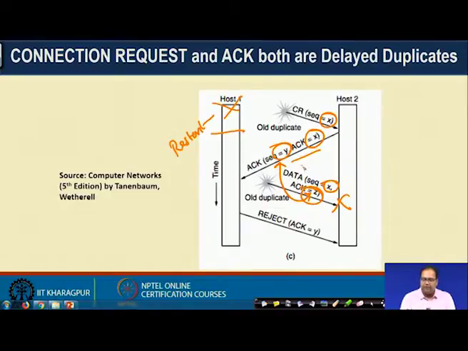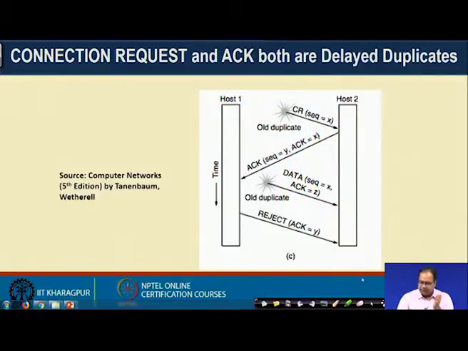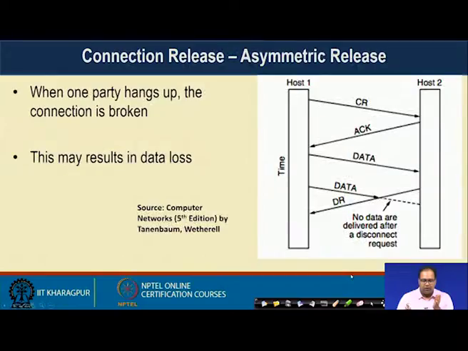finds out that there is a mismatch here, it simply discards this acknowledgement. So, that way, with the help of this sequence number, you can properly differentiate between normal connection request messages and delayed duplicate connection request messages. Well, so that was all about the connection establishment.